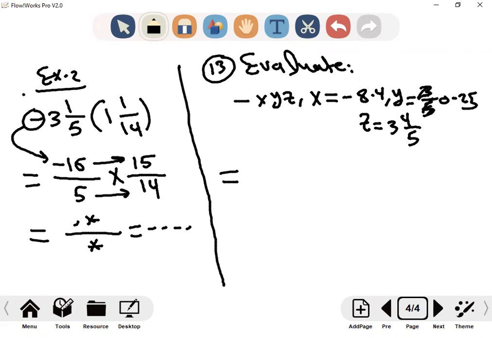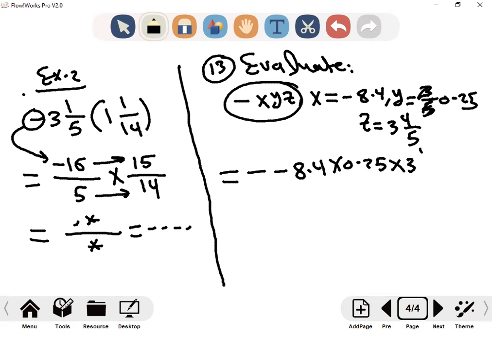Pay attention. What's the first thing in the expression here? Negative. We put negative. X. How much is X? Negative 8.4, right? So how many negatives do we have here? 2. One from the question and one from the number itself, right? Yes. What's between X and Y here? Nothing. Multiply. Wait, my son. Negative 8.4 multiply. How much is Y? 3 over 5. And Z same value, right? Equal. Right? Yes. Negative means what? Positive.